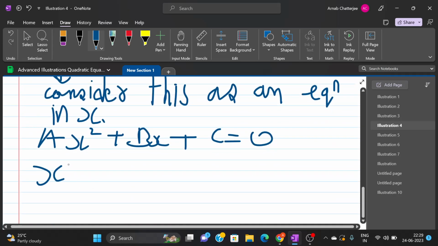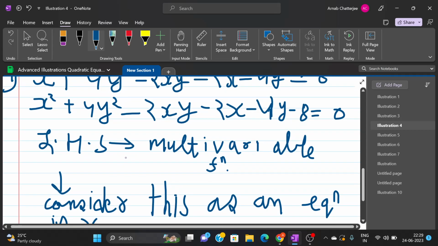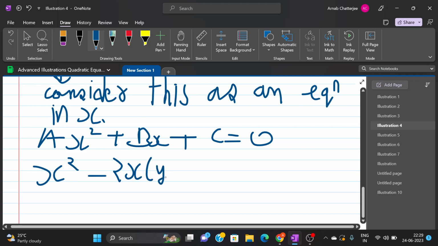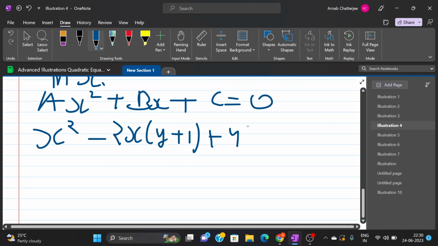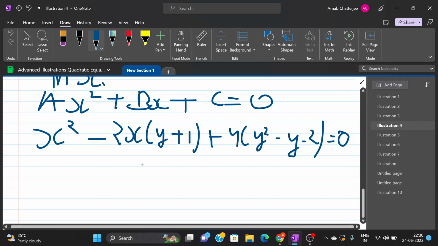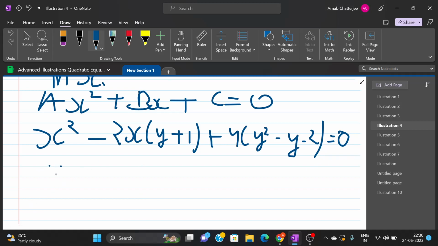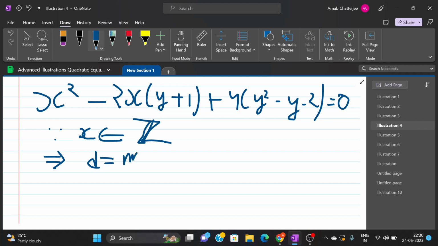All right. We will try to arrange it in this form. So we get x square minus 2x(y plus 1) plus 4 times (y square minus y minus 2) equal to 0. Now, if this equation has an integer solution, since we are given that x belongs to the integers, we have that the discriminant should be a perfect square. The discriminant for this equation should be a perfect square.